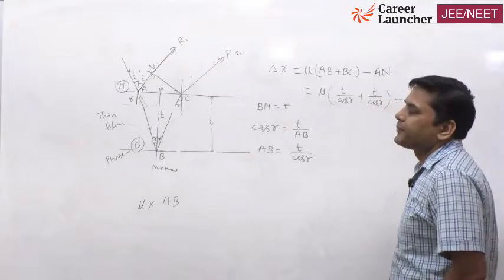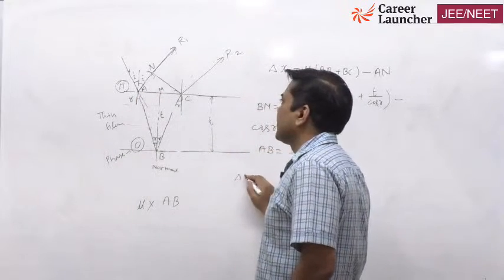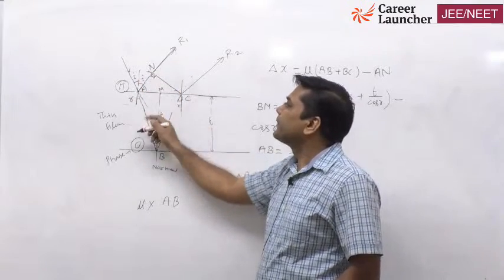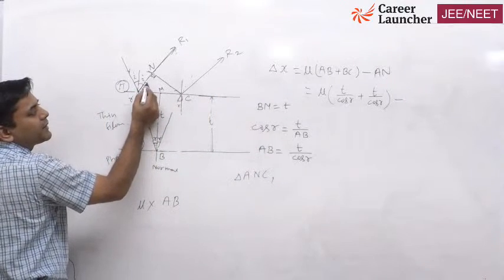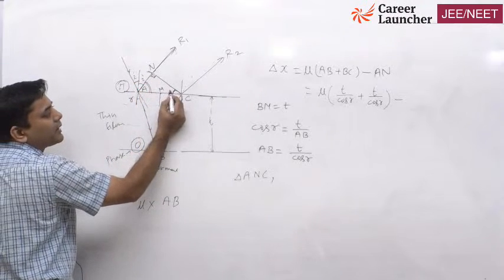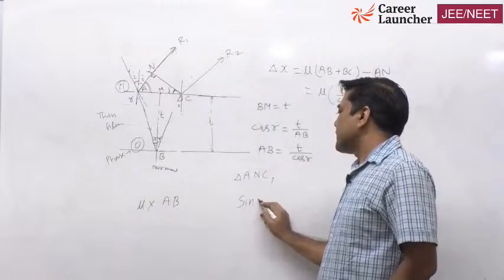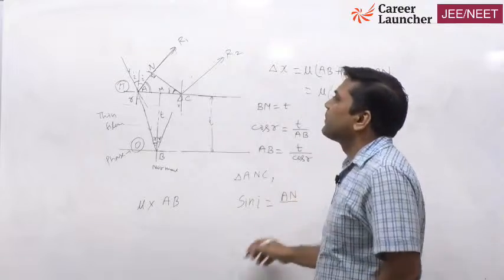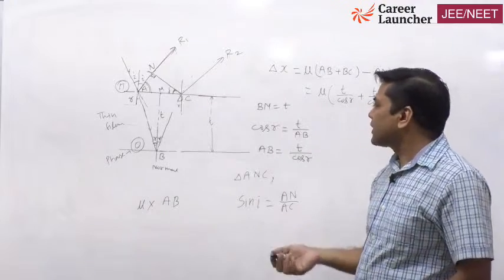minus AN. And how to calculate AN in this case? You can look at the triangle, in triangle ANC, this is 90 degrees. So what will this angle be? I. Have a look: if this is I, this is 90 degrees minus I, this is 90, so this will be I. So in triangle ANC, sin I will be equal to AN by the hypotenuse, which is this one, AC.